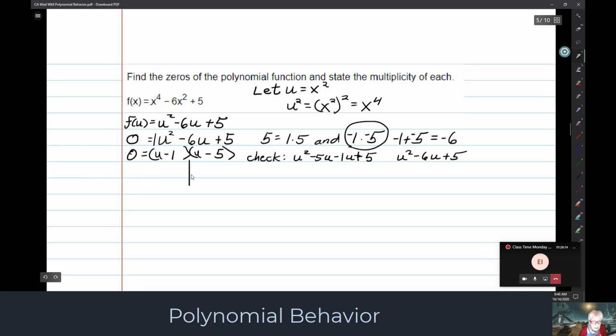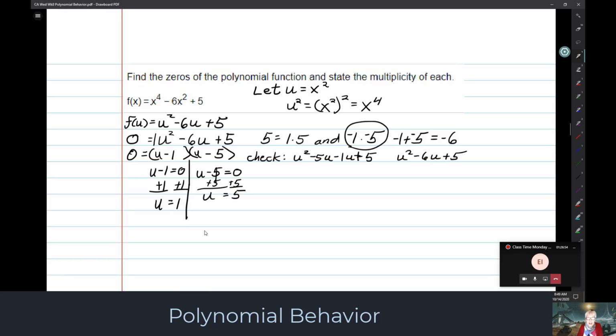Now I set each factor equal to 0 and solve for u. Which is a dangerous step because I'll think I'm done, and I'm not. I'm going to add 1 to both sides in order to isolate the u on the left. So u equals 1. And I'll add 5 to both sides to isolate the u on the left. Boom. U equals 5.